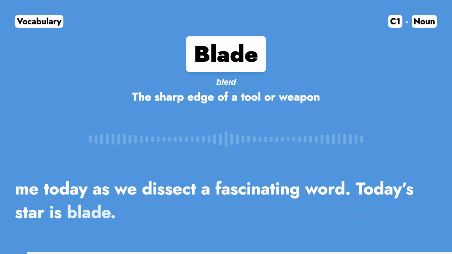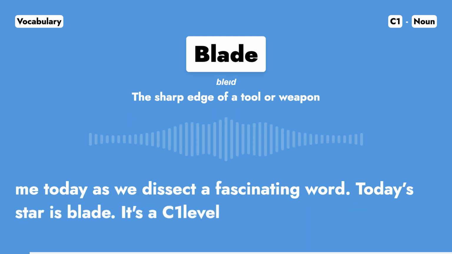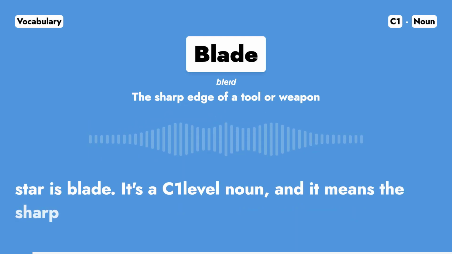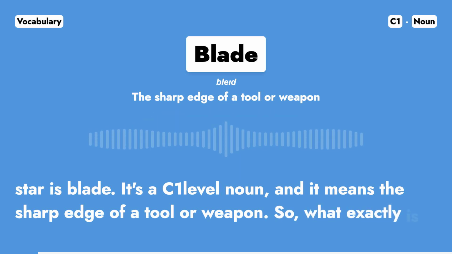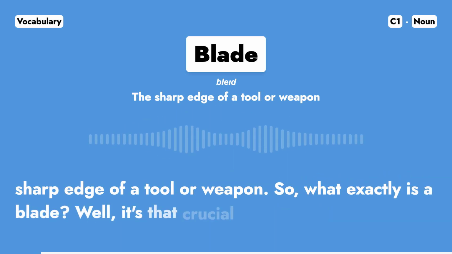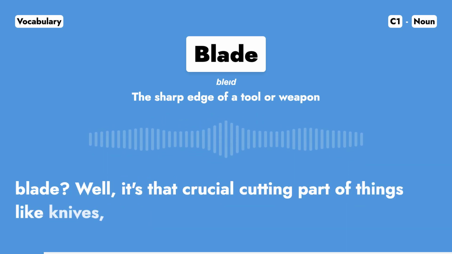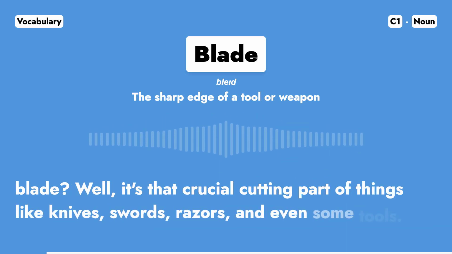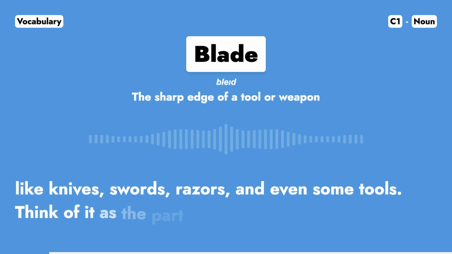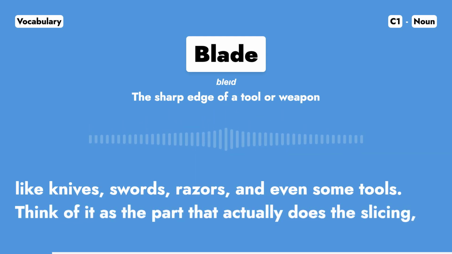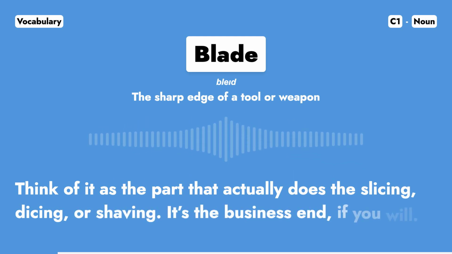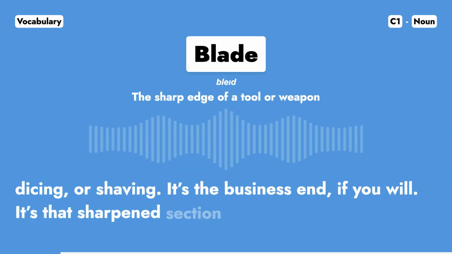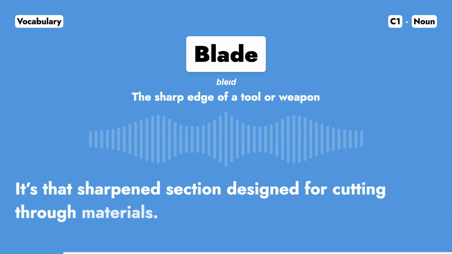Today's star is blade. It's a C1 level noun, and it means the sharp edge of a tool or weapon. So, what exactly is a blade? Well, it's that crucial cutting part of things like knives, swords, razors, and even some tools. Think of it as the part that actually does the slicing, dicing, or shaving. It's the business end, if you will. It's that sharpened section designed for cutting through materials.